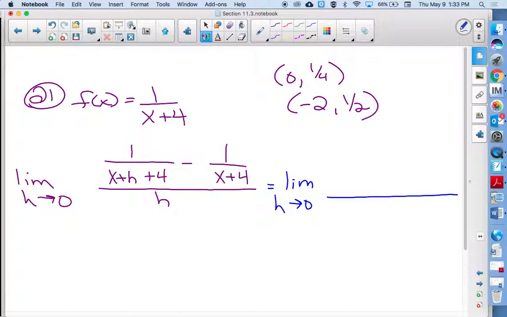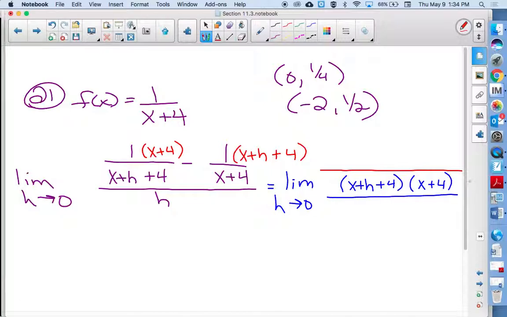Let's see. So he said use the common denominator. Both of these denominators are different. A common denominator consists of all of the different factors being multiplied together. So my 2 denominators get multiplied together, x plus h plus 4 times x plus 4, because they are 2 separate factors, 2 separate denominators. Even though they're similar, one is different because it has a plus h. So that means the one on the left needs the x plus 4. The one on the right needs the x plus h plus the 4. And then of course it's all divided by h.